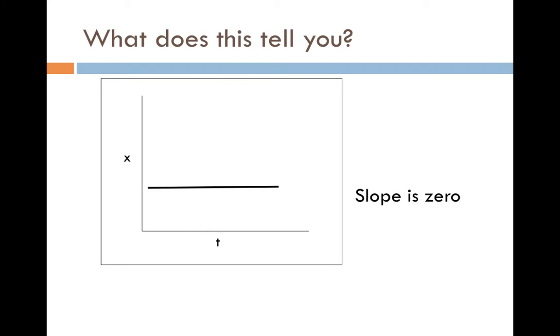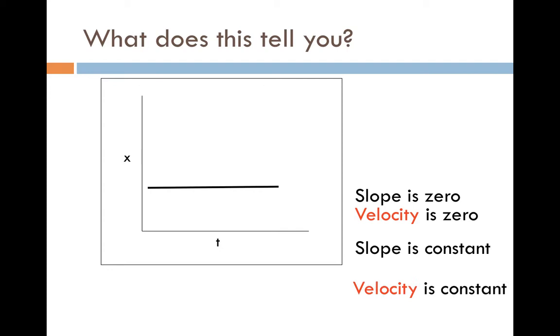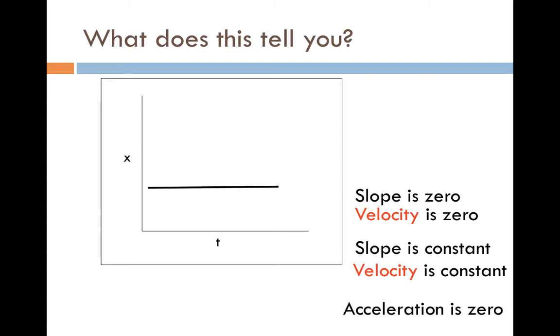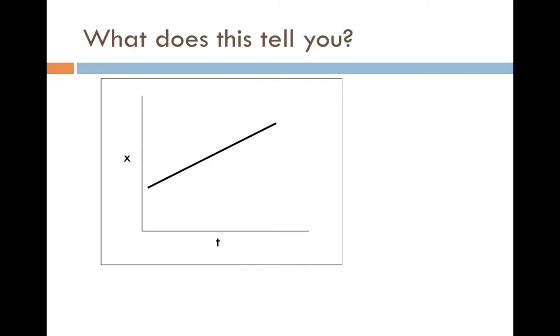So first, it's a flat line, so the slope is 0. If the slope is 0, replace the word slope with what it represents, and the velocity is 0. Also, it's a straight line, so the slope's not curving up or curving down or anything. It's a constant slope. So again, replace it with what it is, velocity. So the velocity is constant. And if the velocity is constant, that means it's not speeding up or slowing down, so the acceleration is 0.